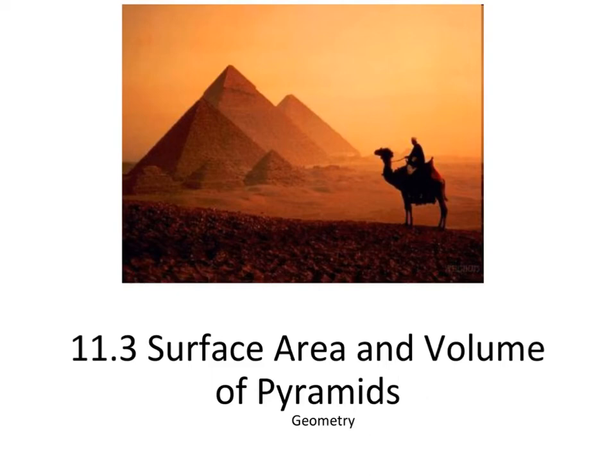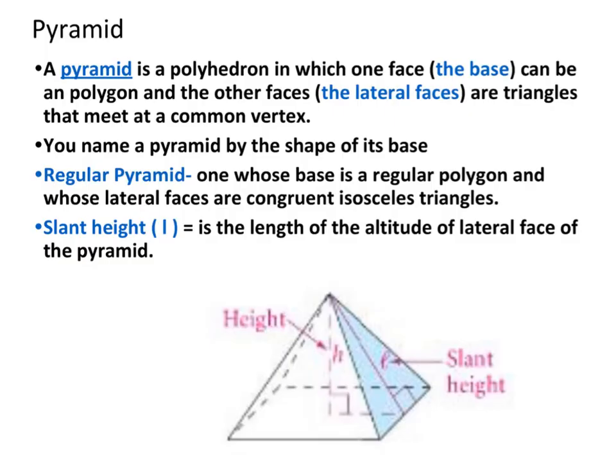In this video, you will learn how to calculate the surface area and volume of a pyramid. A pyramid is a polyhedron in which one face, the base, can be a polygon, and the other faces, the lateral faces, are triangles that meet at a common vertex. Typically, the base will be a square for our videos, however, it could technically be any shape. And you name a pyramid by the shape of its base.